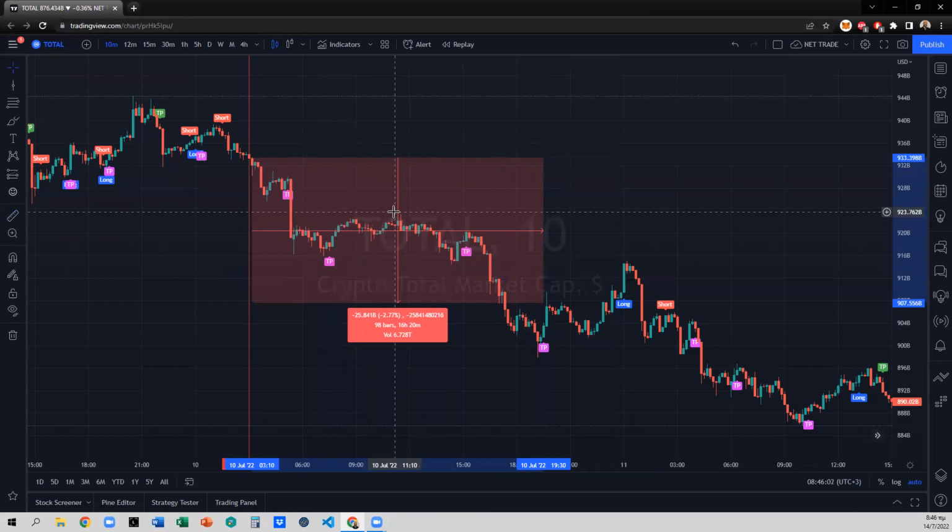Again, I'm not suggesting to put any leverage. You can do so if you want, but I don't suggest putting any leverage till you are fully trained and feel comfortable to use this algorithm and this technique.